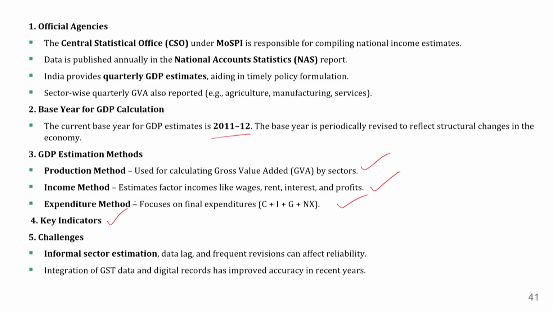However, one of the main concerns in India in measuring GDP is the informal sector estimation, data lag and frequent revision. It all affects the reliability of the GDP measure. However, the integration of GST data and digital records has improved accuracy in recent years.